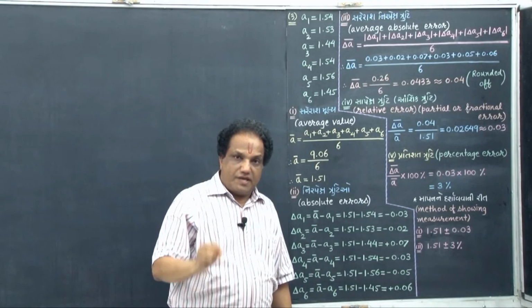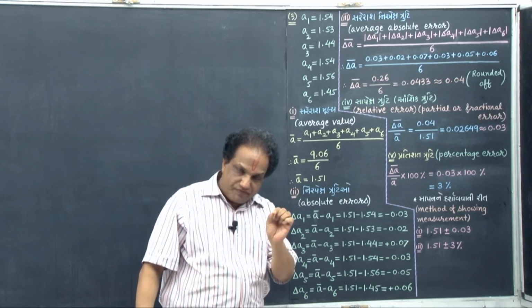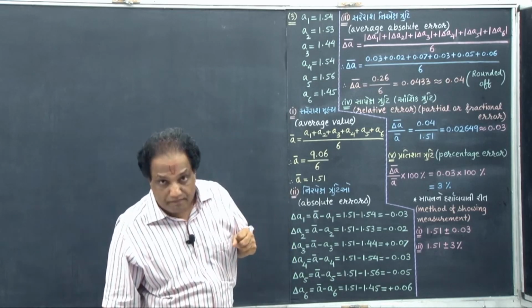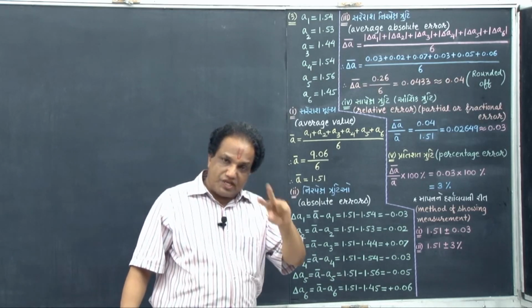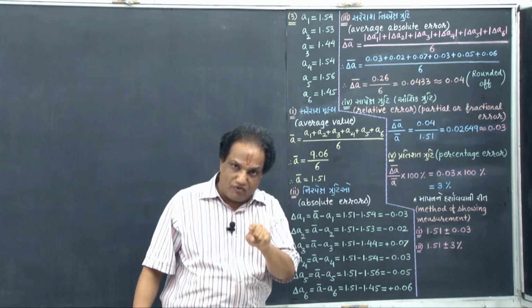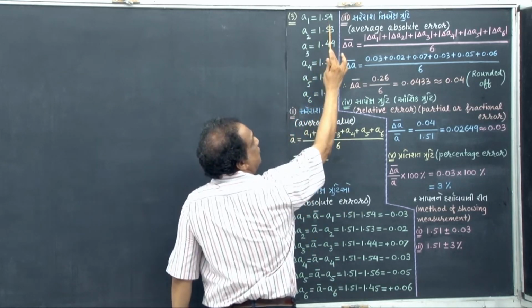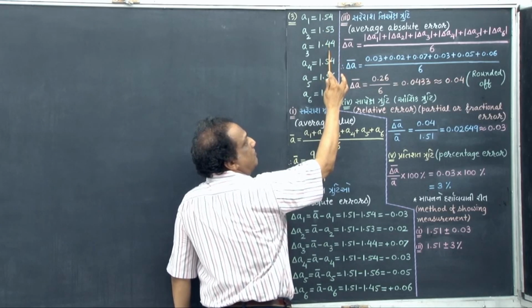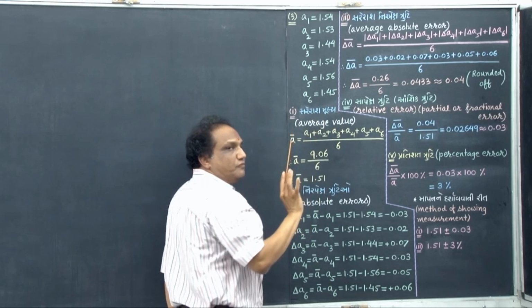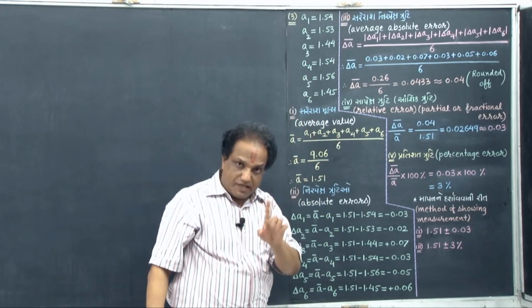Here we are given 6 measured values of absolute refractive index of a particular transparent medium. Those 6 measured values we are showing by symbols A1, A2, A3, A4, A5, A6, and they are respectively 1.54, 1.53, 1.44, 1.54, 1.56, 1.45. Now these are the values of refractive indices.